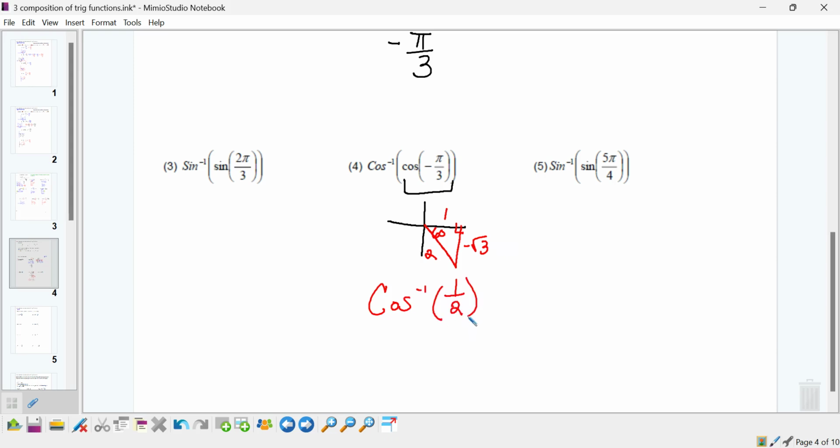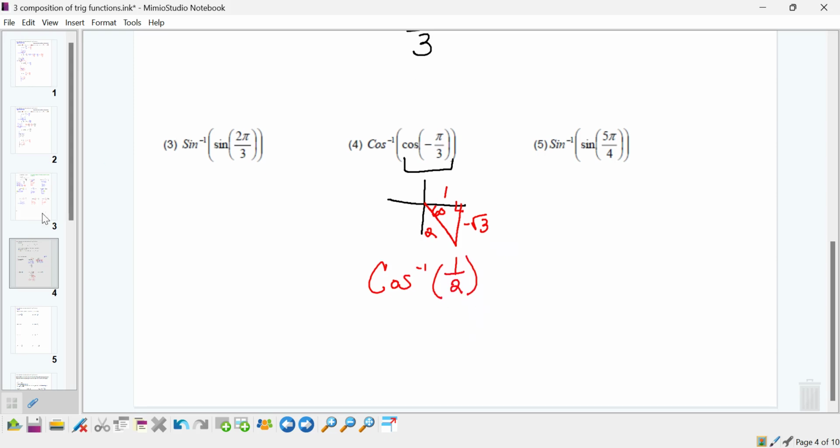So now we've got cosine inverse of 1/2. Let's draw a new inverse triangle. So cosine inverse is only quadrants 1 and 2. It's a positive x over r, so that's quadrant 1. And so this picture would have been made from a 60-degree angle, but in radians. So pi over 3 is our answer.